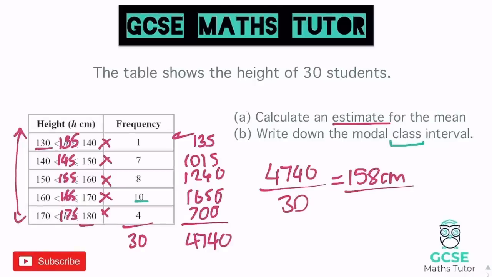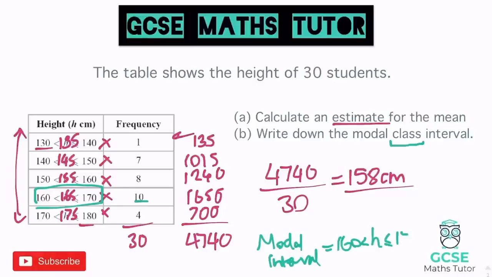So all I have to do is, and I've written over the top of it now, but all I have to do is write this group down here. So the modal interval is that exact thing there, and I just write it down word for word, 160 to, what was in the middle, h in this instance, to 170. And that would be my modal class interval just there.